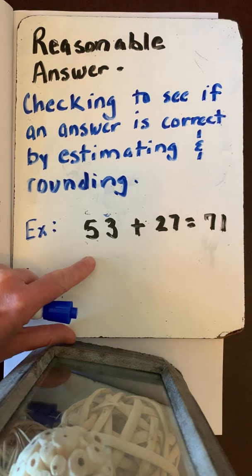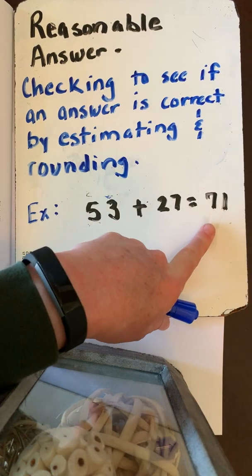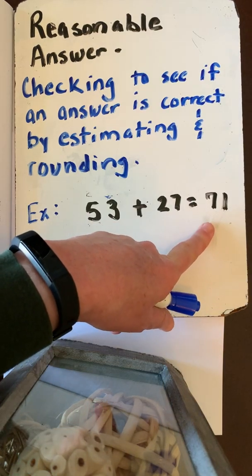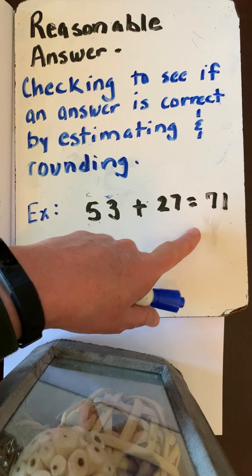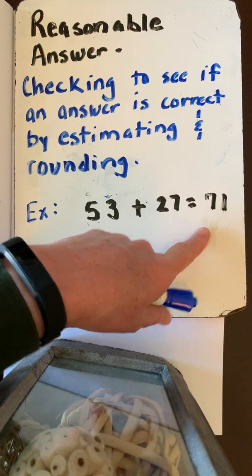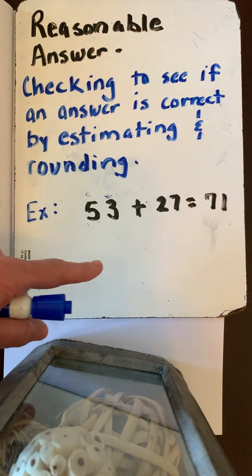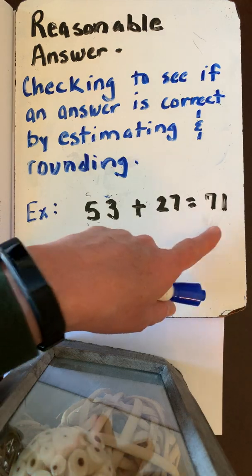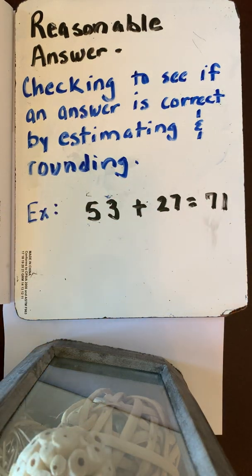We're doing addition here, so if we want to check our sum of 71 to see if it's a good answer, if it's close to the real answer, if it's reasonable, then we would round the add-ins to figure out if that sum is reasonable. So let's go ahead and do that with this example that I wrote here.